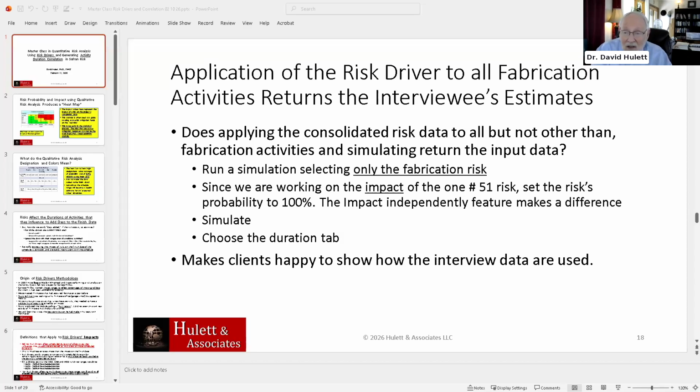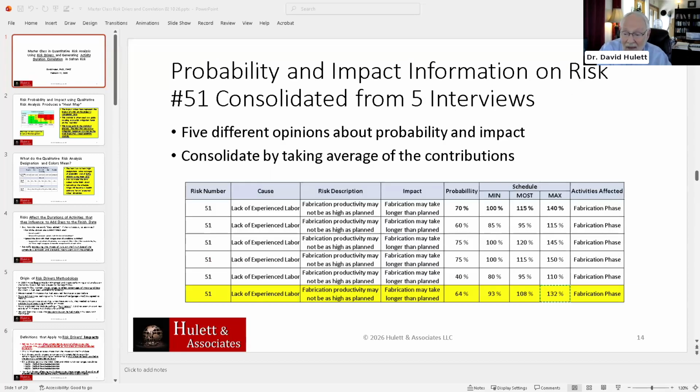And when I do that, I want to show you how you can convince people that you are being faithful to what the interviewee said. Remember, I had this, and I don't worry about the probability now. I'm talking about the impact only. 93% is the optimistic, 108 is the most likely, 132 is the pessimistic.